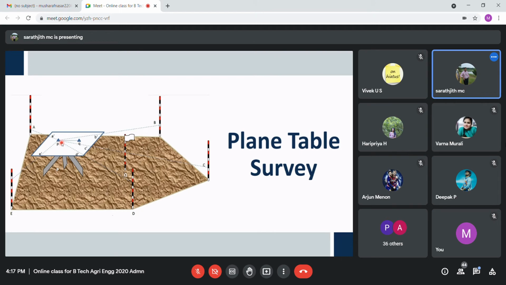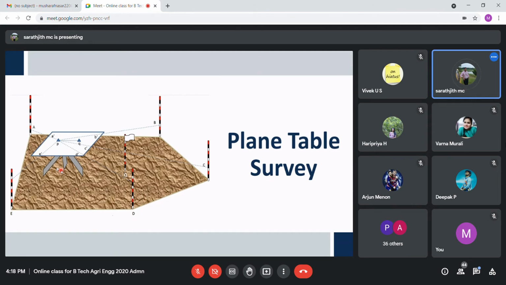You will be keeping a drawing sheet over the table, so all your markings or plotting you'll be doing on the drawing sheet, which is placed over this table. So that's how you will be getting every direction from this point. Is that clear? Yes, sir. Okay, so that is the concept of plane table.